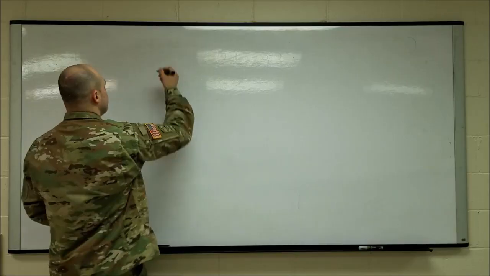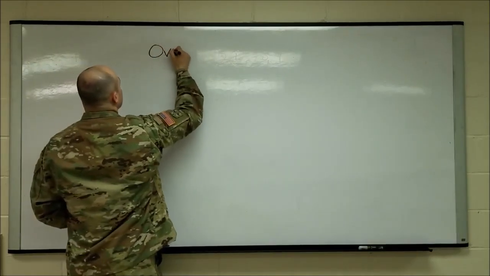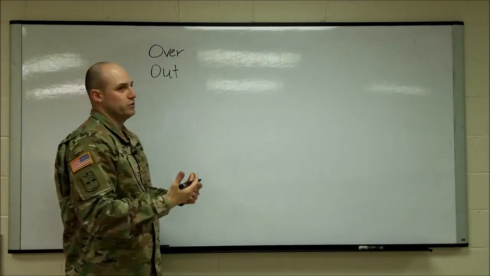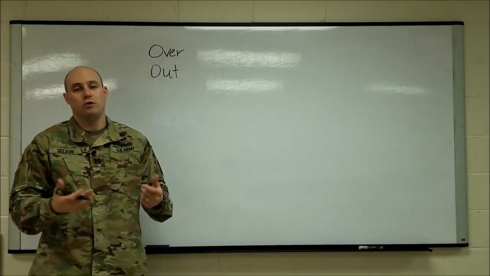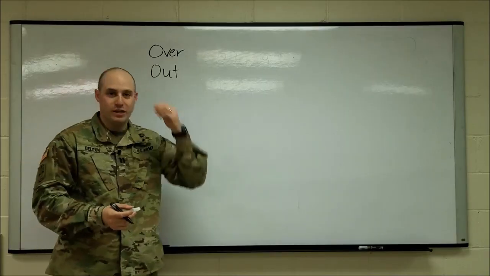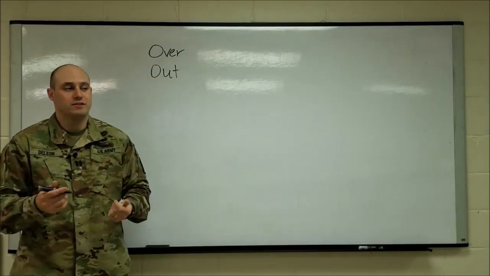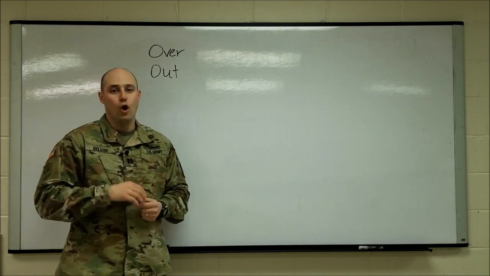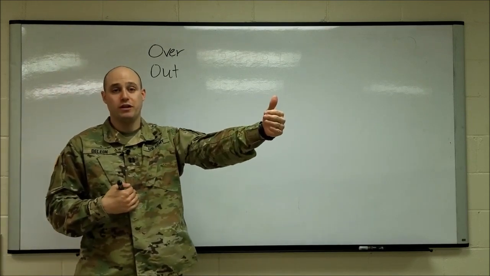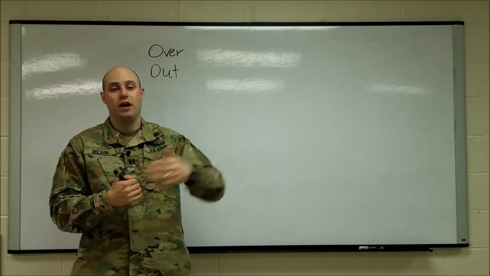Okay. Over and out. We're going to talk about both of those. So we got over and we got out. Two very specific words, okay? And most people have this down, but we do not say them together. It's too redundant. It's a waste of space. It's a waste of mouth. All right? Over means my transmission to you is complete. I'm awaiting a response. All right?